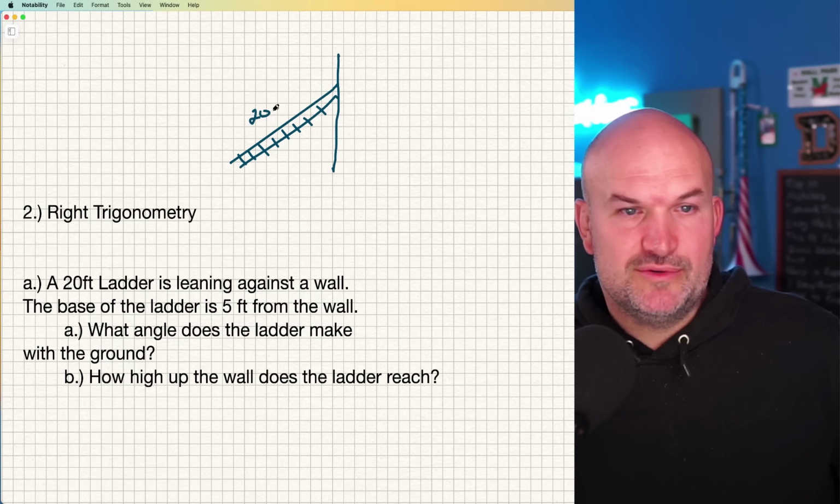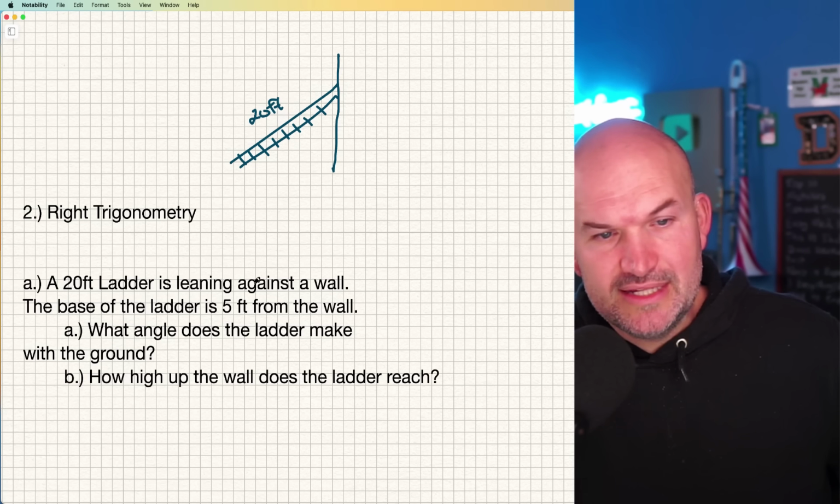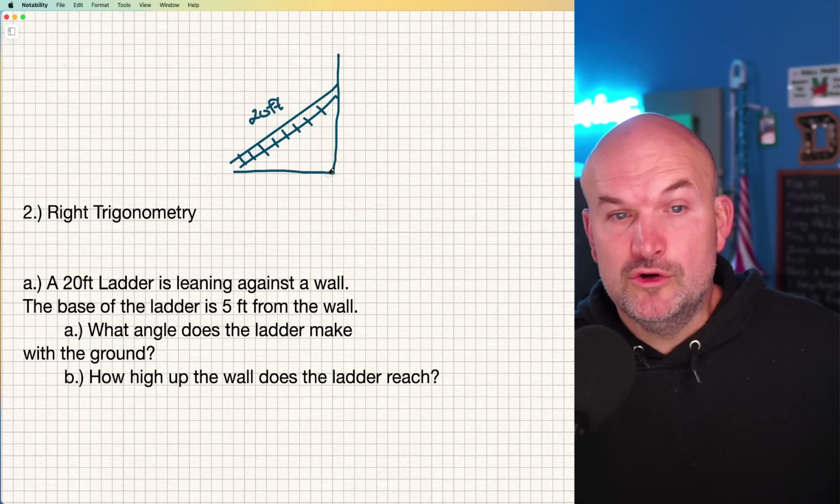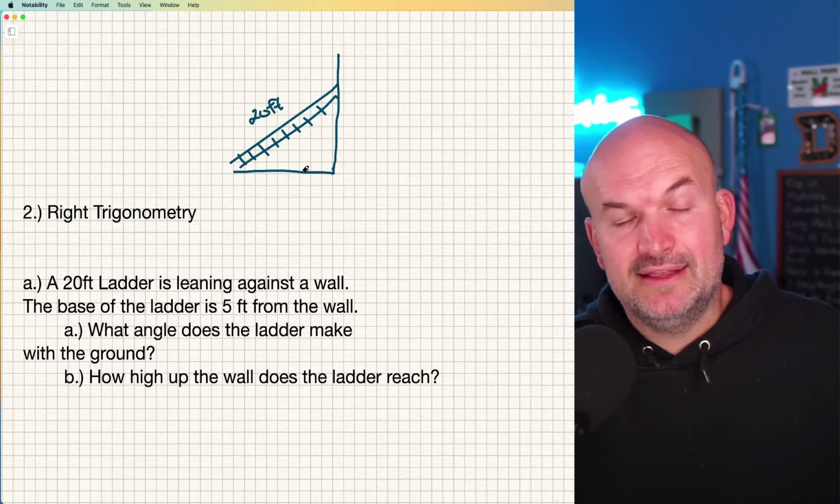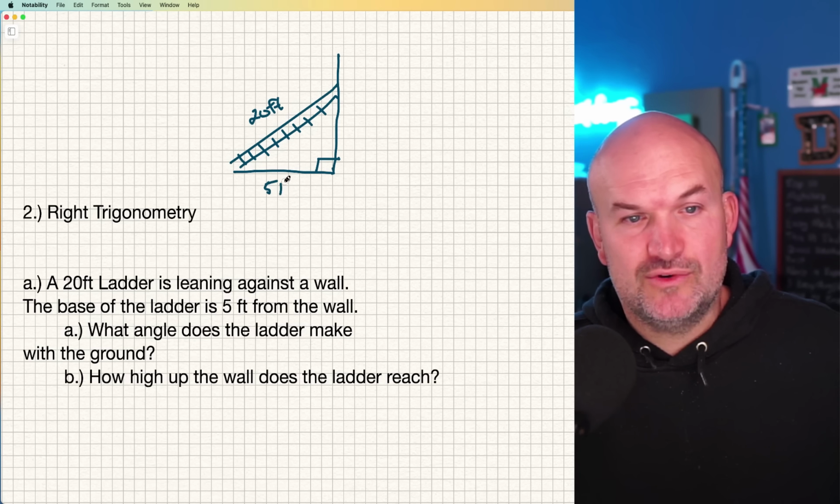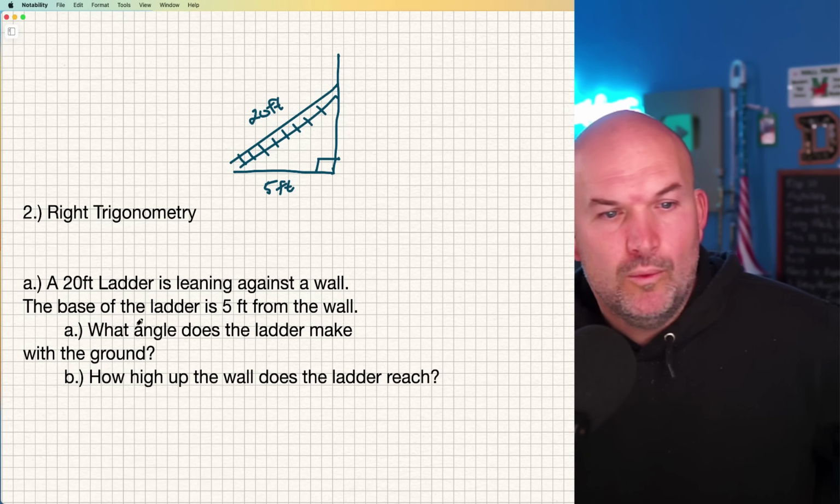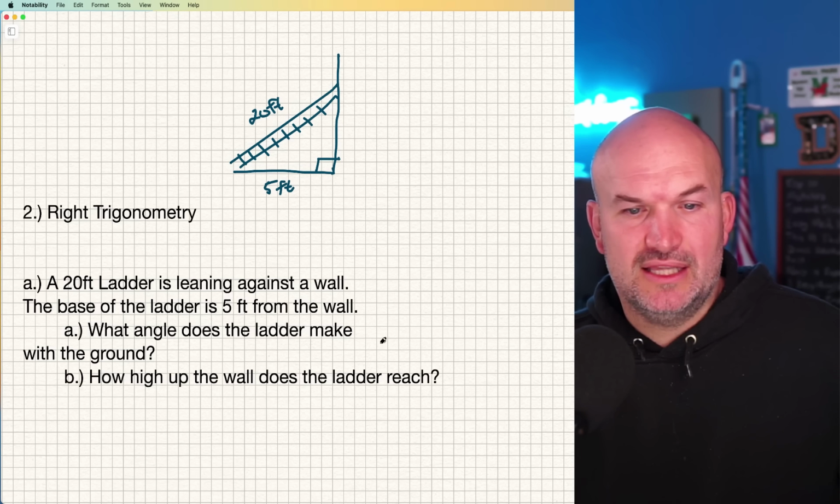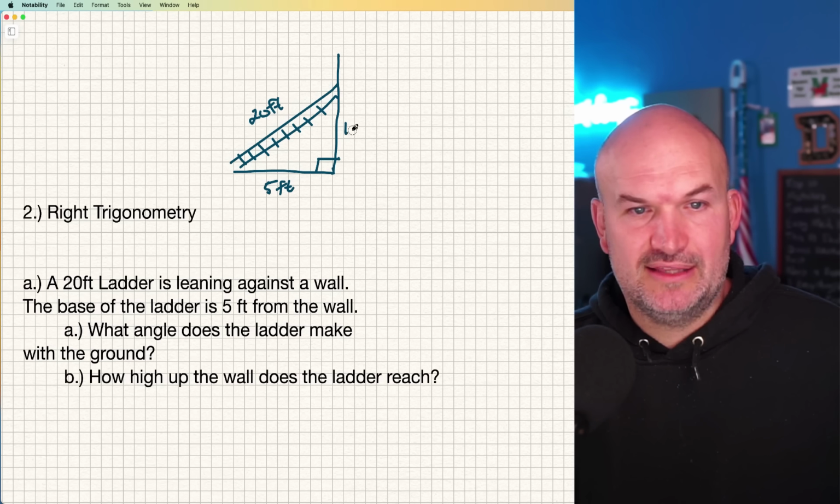So we have a 20-foot ladder, so we know that is going to be 20 feet. The ladder is against a wall. The base of the ladder is 5 feet from the wall. So we can assume that the wall and the floor are going to create a 90-degree angle, and that is going to be 5 feet. What angle does the ladder make with the ground? How high is the wall the ladder reaches? Okay, so we can say that is going to be H.